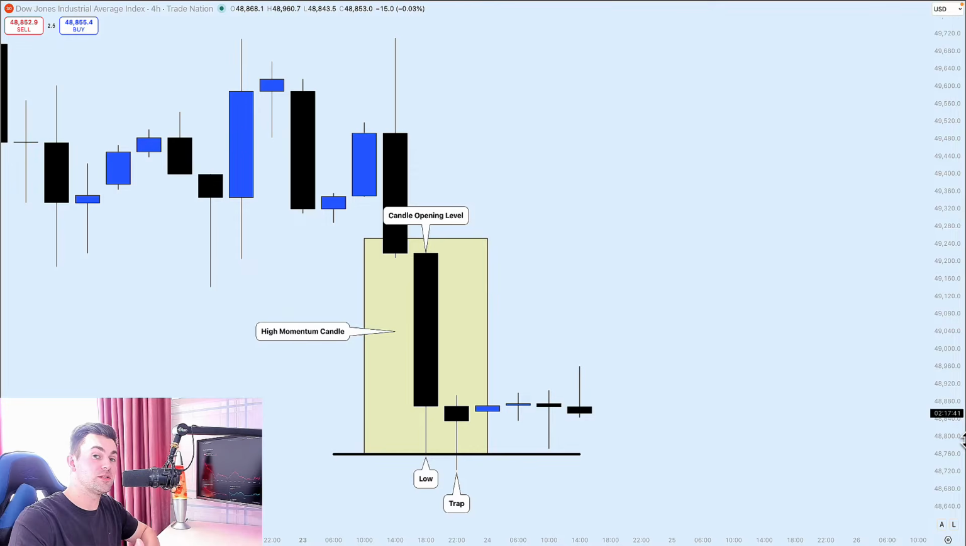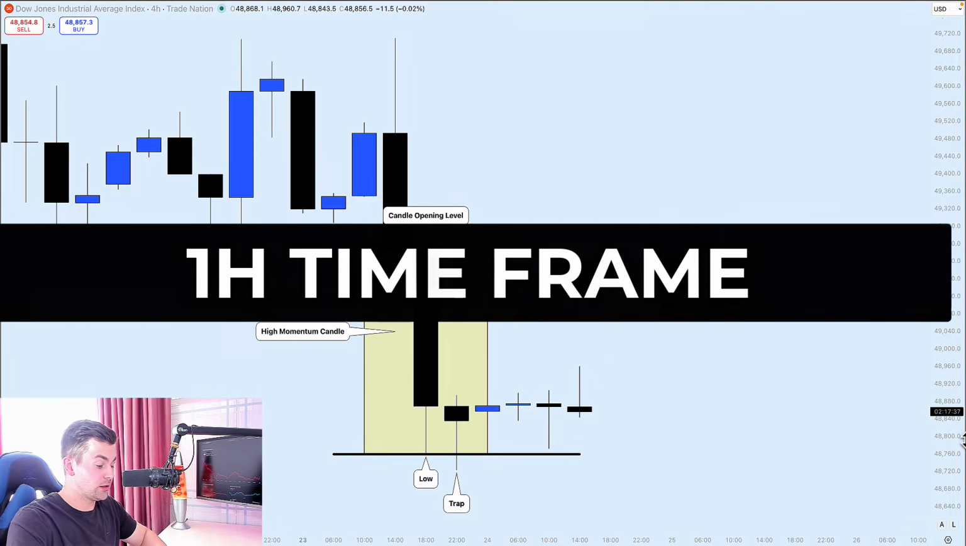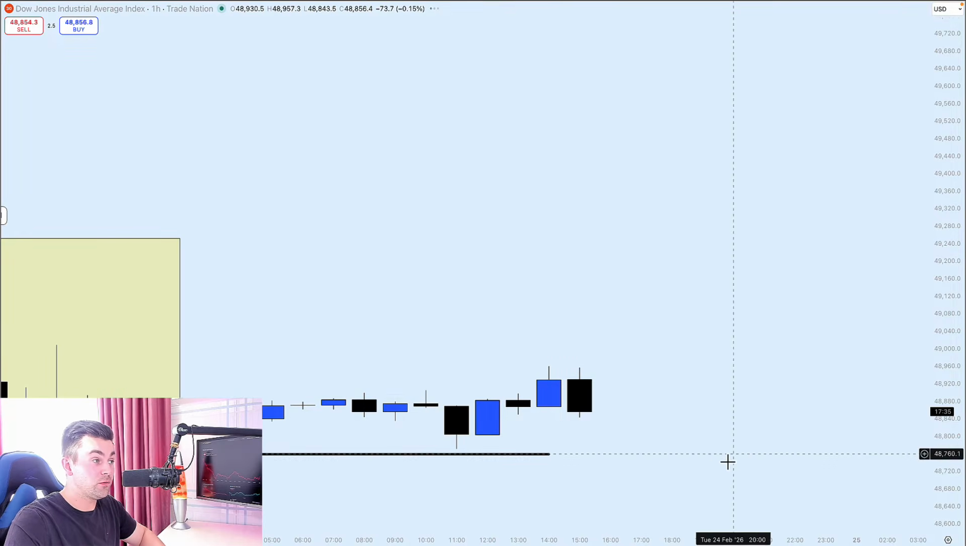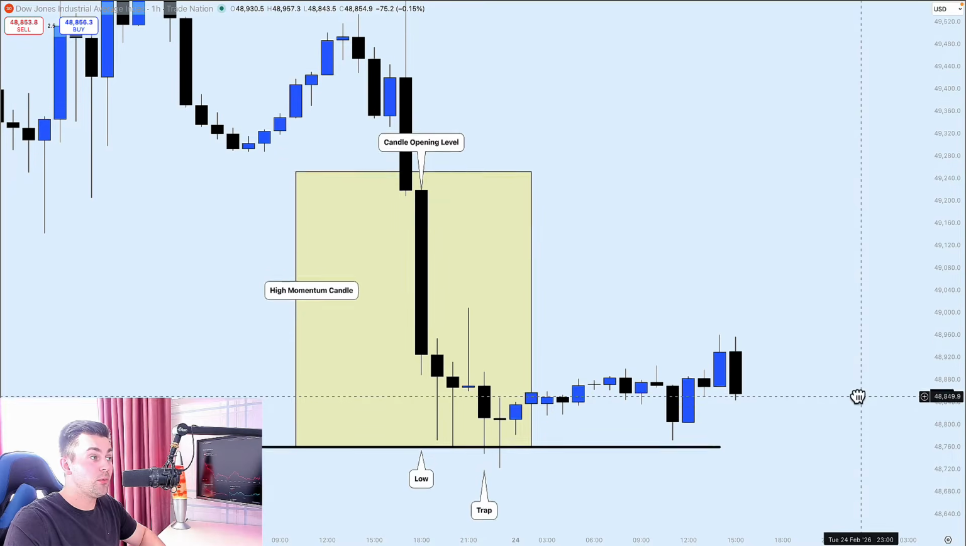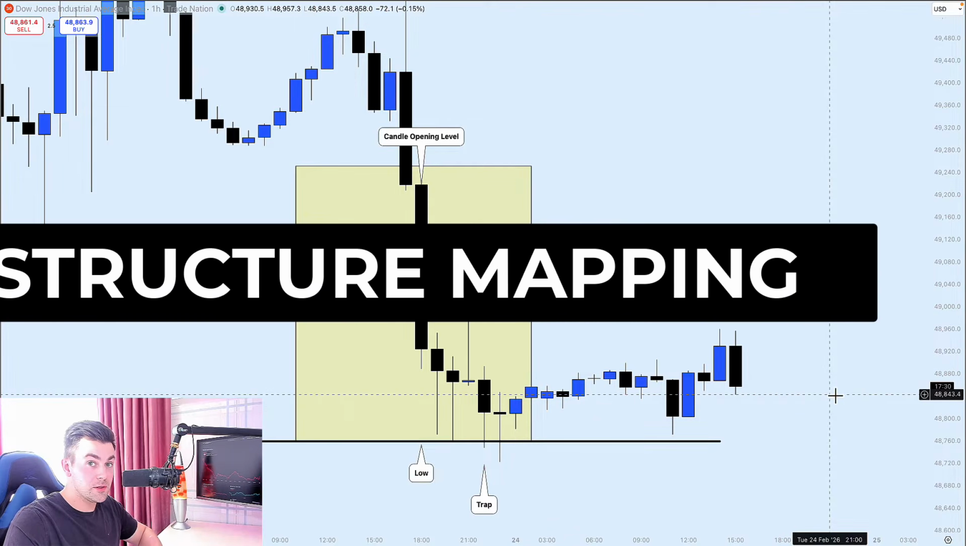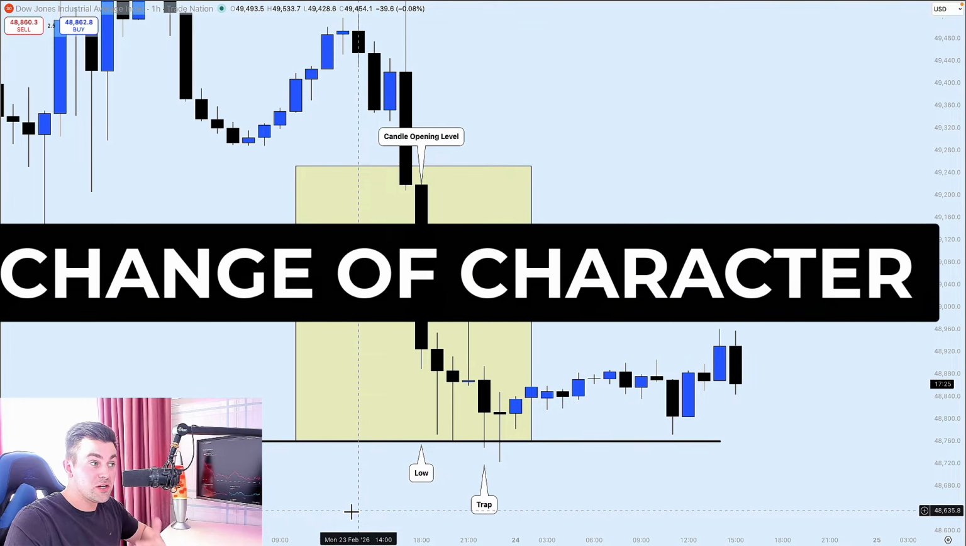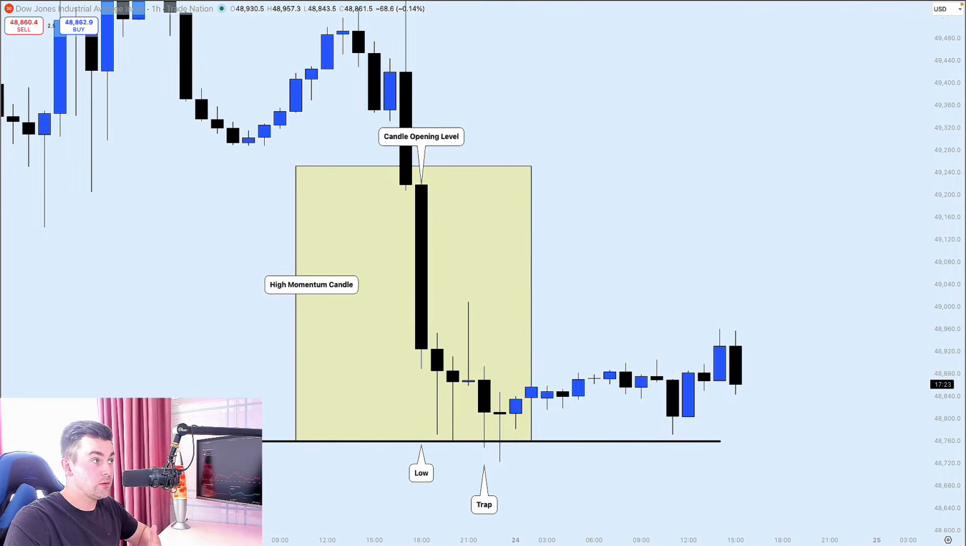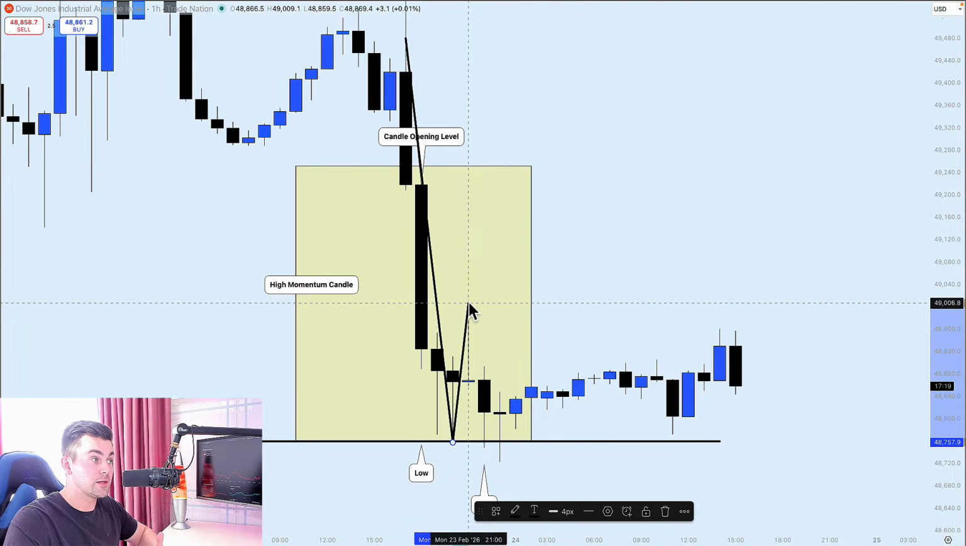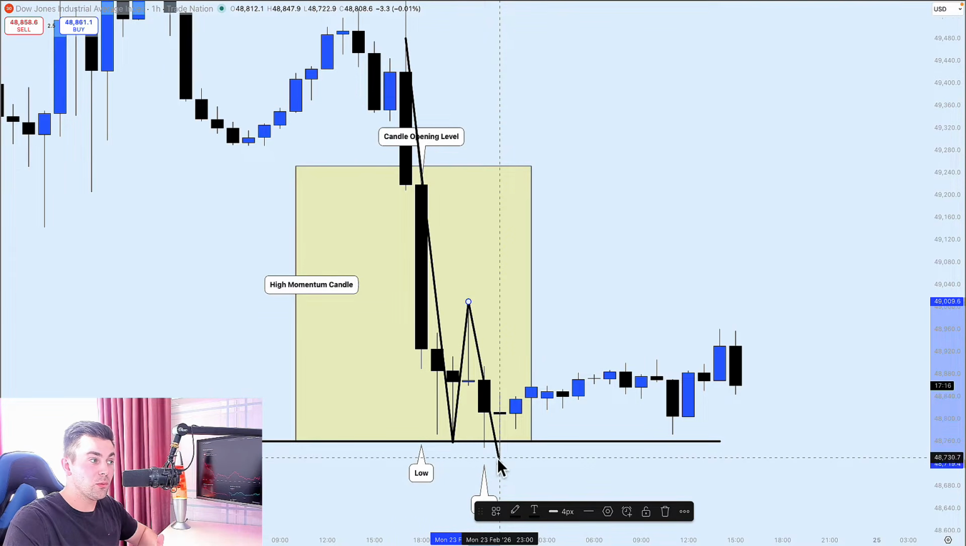And if we spotted the candle on a 4-hour time frame, we'll use an hourly time frame for entry confirmation. On an hourly time frame, we will need to do a classic structure mapping, and we will simply look for a change of character. You can see that here we got a strong bearish impulse.